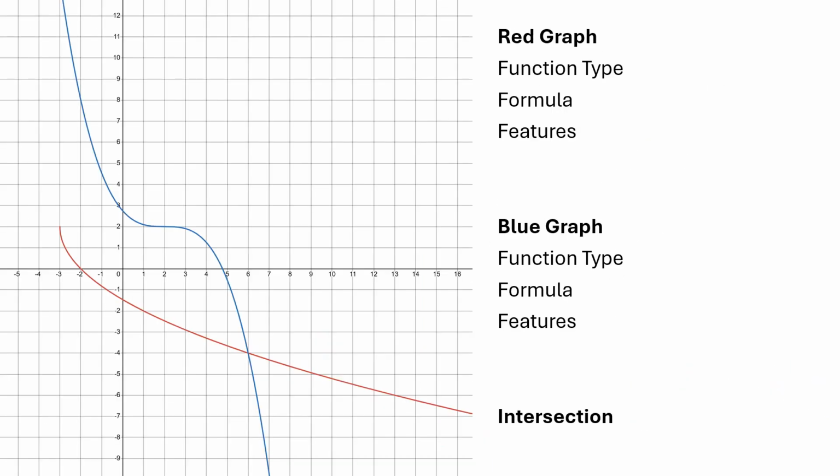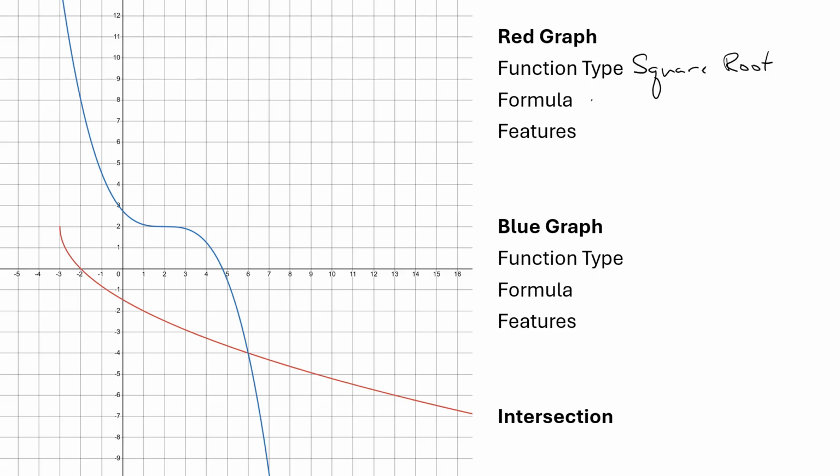Do this one final time. We have two different graphs here, the red and the blue graph. Looking at the red graph first, I know that this is going to be a square root graph. And I know that because I've got a starting point and it does this sort of gradient that comes along here. So we've got a square root graph.